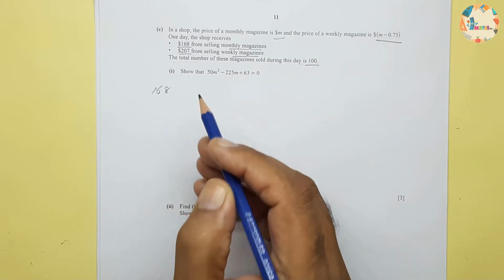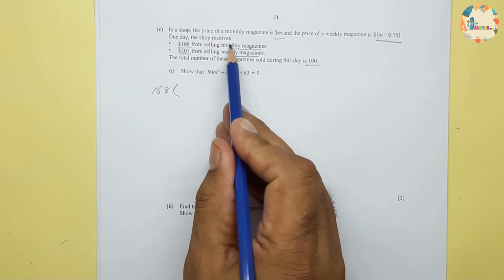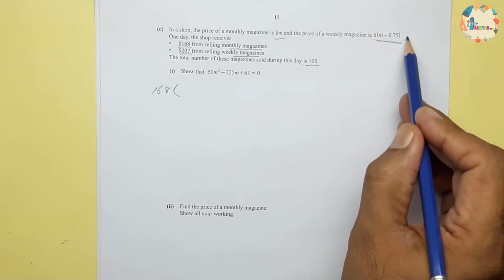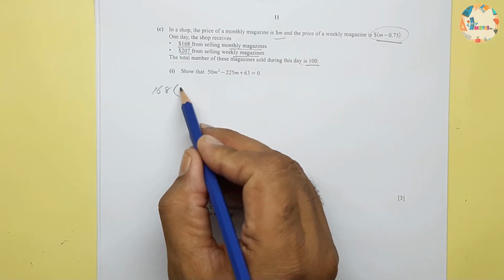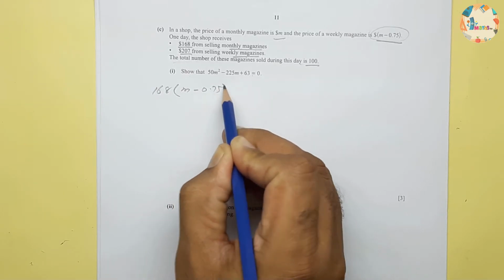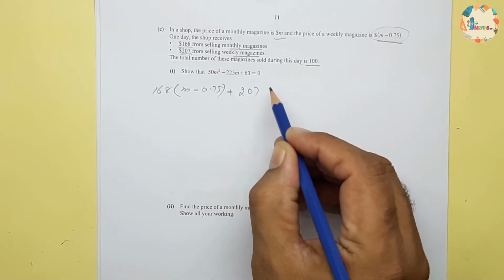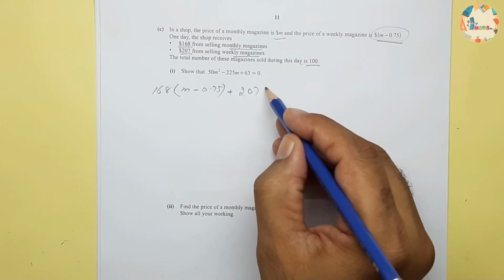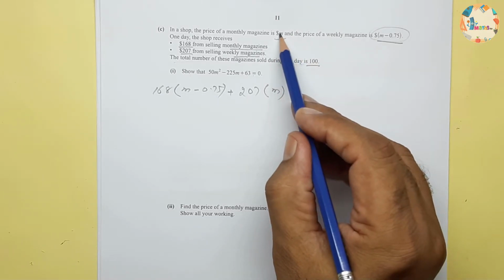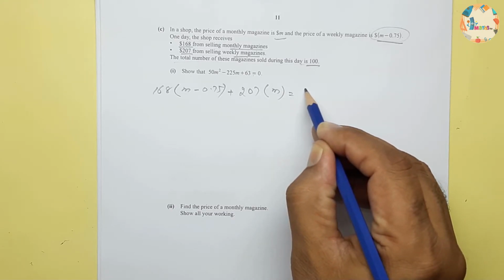So we'll try to form algebraic equations. So 168 are monthly magazines. So monthly magazines are this one, pricing to this one. So we can write here m minus 0.75 and plus the other one is 207, and 207 multiplied by m, because m is the unit price in dollars, and this will be equal to 100.